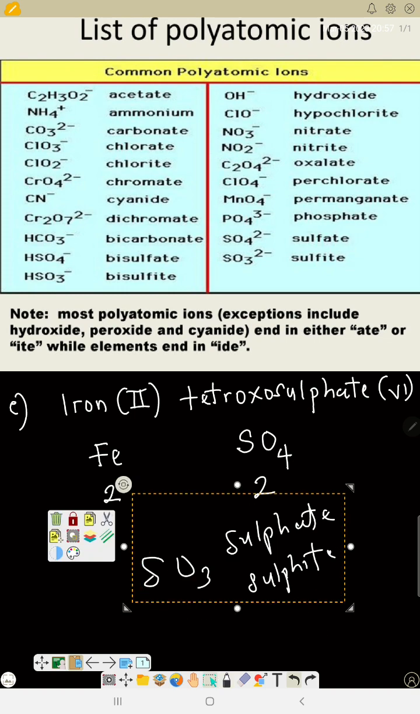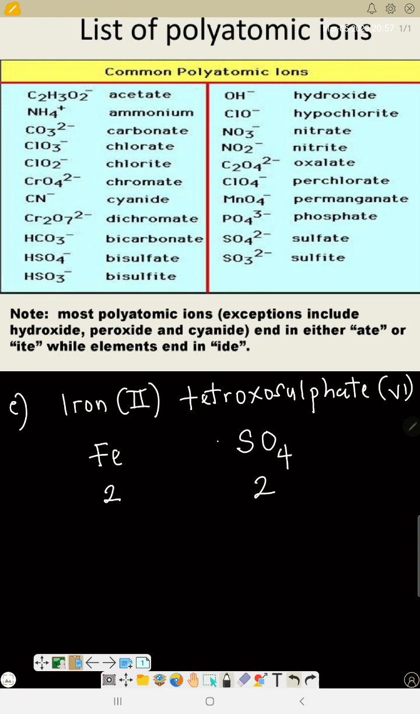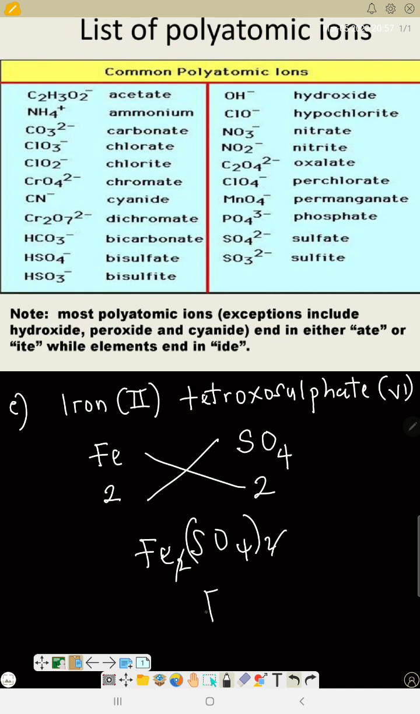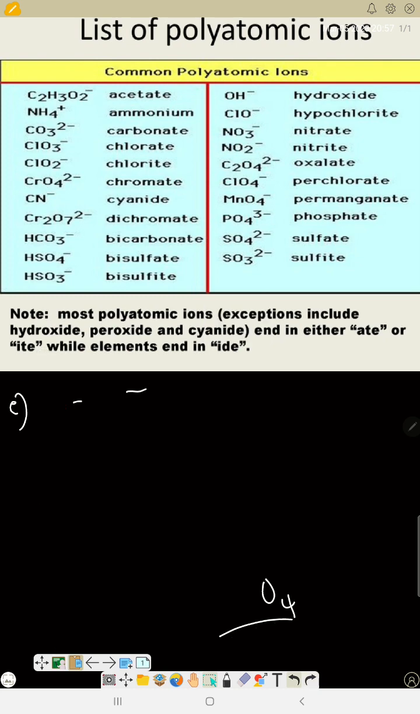So now take note. Do your crisscross here. So that will be Fe2 SO4 2. The subscripts are the same, so that is FeSO4. So this is iron 2 tetraoxosulfate 6. The Roman numeral is there because this is a transition metal, and we have to find the valency. So that's it.